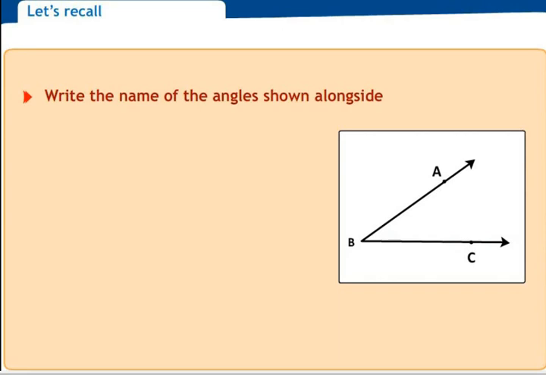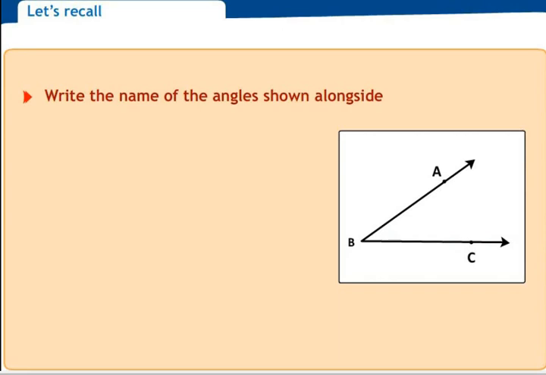What we are going to study further is rays. A ray is a geometrical figure which has one endpoint and can be extended to the opposite side. Now what we are going to study about a ray is how, using a ray and a point, we create a new geometrical figure, and that new geometrical figure is an angle.